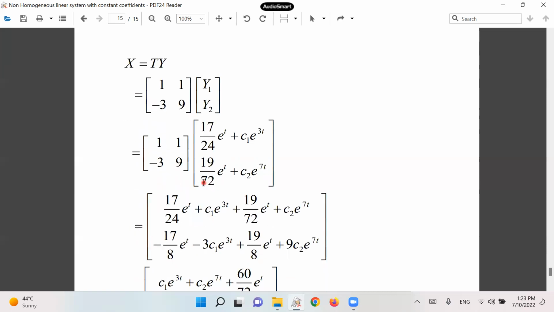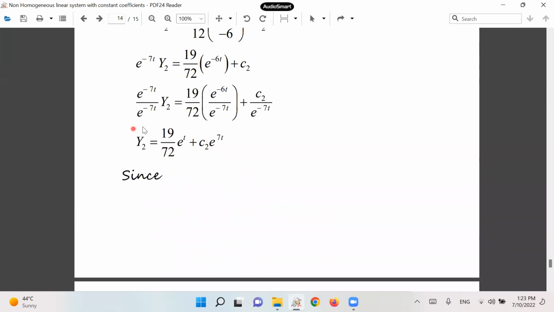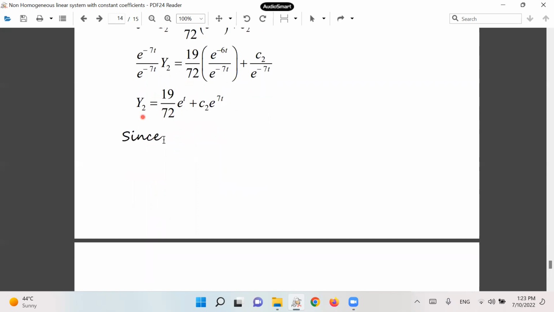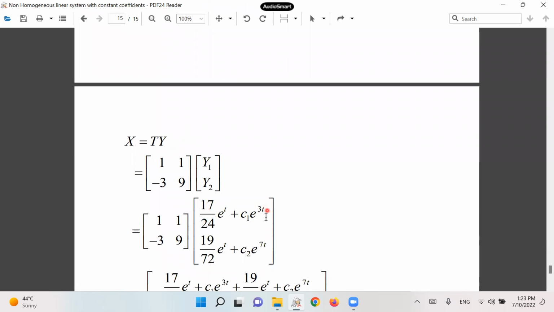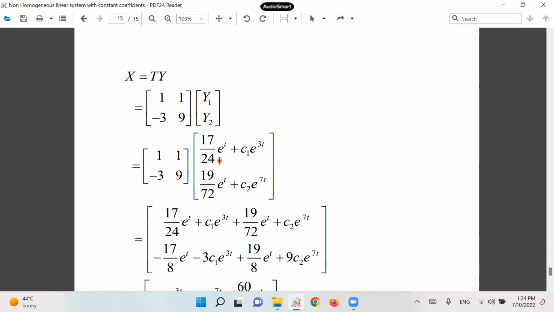After that, y1 and y2 are what we have just found; this is y2, and in the last step we also found y1. So just substitute these values in this matrix, and then multiply them. This is matrix multiplication: 1 multiplied by this all plus 1 multiplied by this all. So 1 multiplied by this, we get the same answer, 17 over 24 e power t plus c1 into e power 3t, plus 1 multiplied by this also, 19 over 72 into e power t plus c2 into e power 7t.